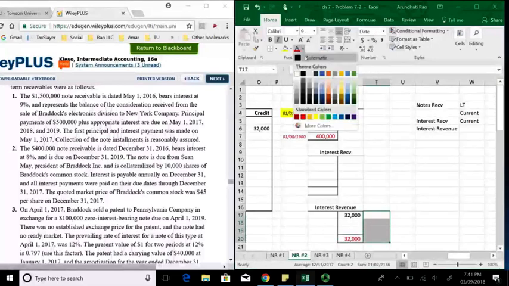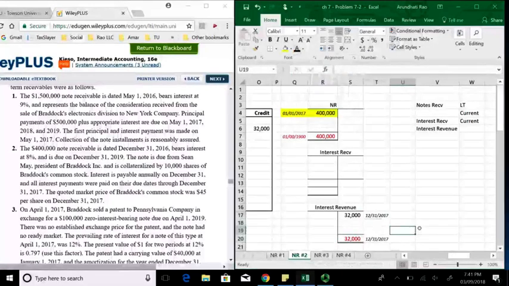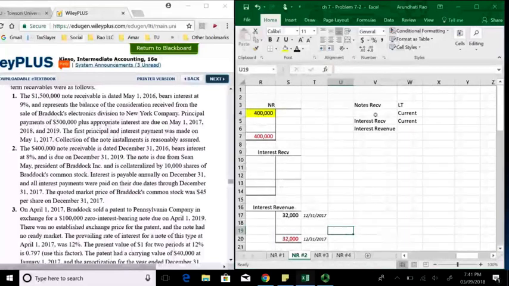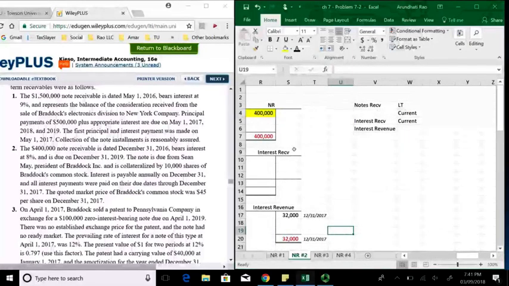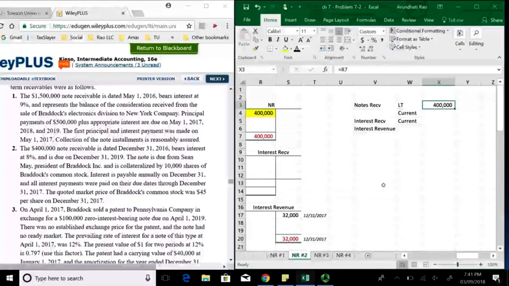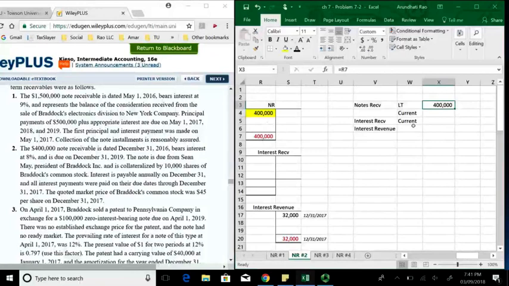Let me just take a look over here for a quick second. I have the dates there to show you what dates they came in. Okay, let's look at this. Notes receivable. $400,000 is due to me. How much of it is long term? How much of it is current? The full amount is long term. There is no current because nothing is going to be paid to me next year.